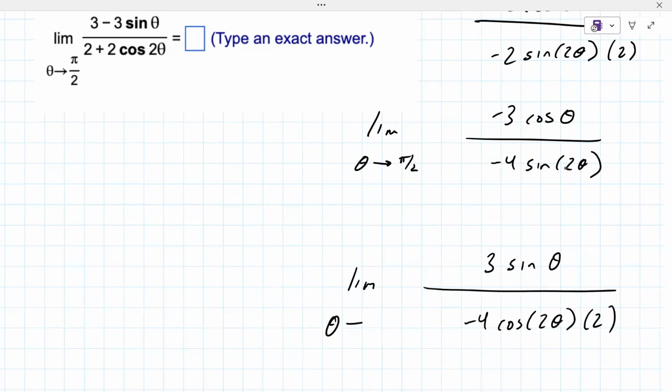All right, so again, you're back to trying to put pi over 2 in for theta and see what you come up with. I got 3/8. And that's correct.